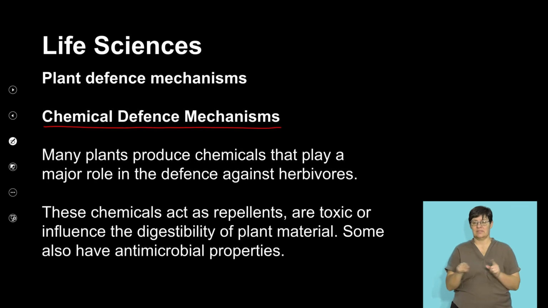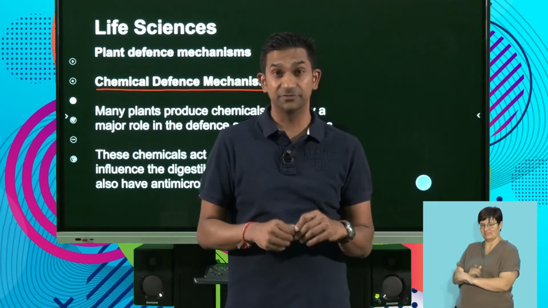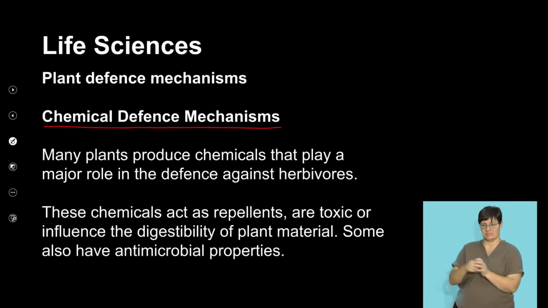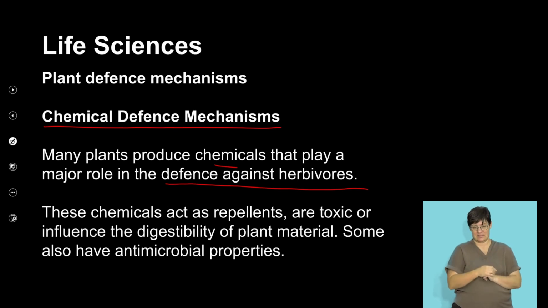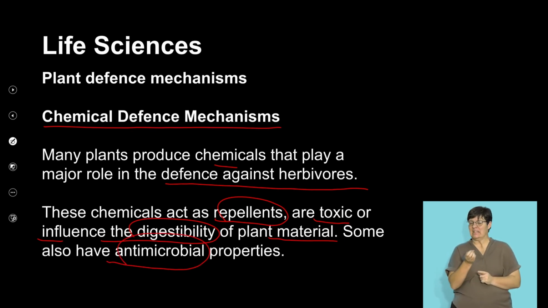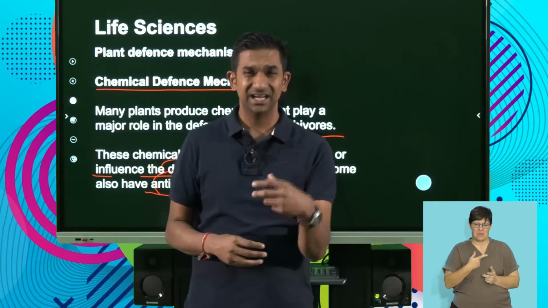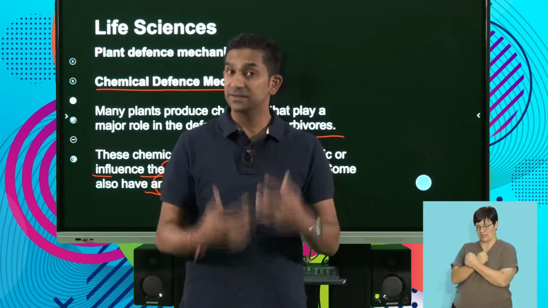There are also chemical defense mechanisms, and funny enough, these chemicals are often produced by the plant as a mechanism to defend against some of the herbivores that feed on them. So many plants produce chemicals that play a major role in preventing the herbivores. These chemicals act as repellents. Some are toxic and influence digestion problems. So you'll find that the plant material becomes difficult for the animal to digest. It's often bitter, unpalatable, and in some plants it creates certain toxic responses in the digestive system.